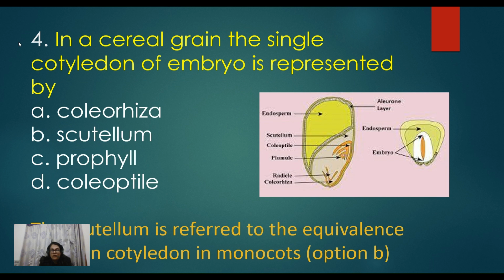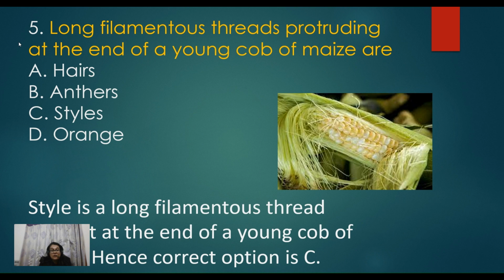Now, this is quite an easy one. This says, in a cereal grain, the single cotyledon of the embryo is represented by. The correct option here is option B, scutellum, right? You can see the diagram here. This is a seed of a monocot. So scutellum is actually equivalent to the single cotyledon in the monocots, right? So let's move to the fifth question.